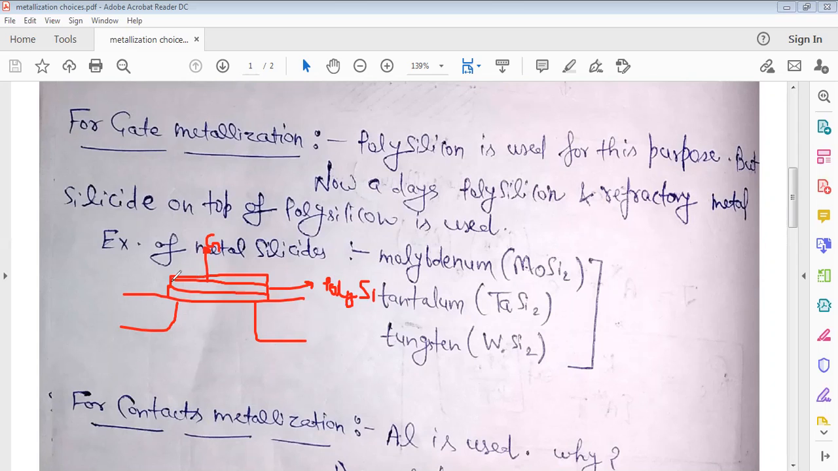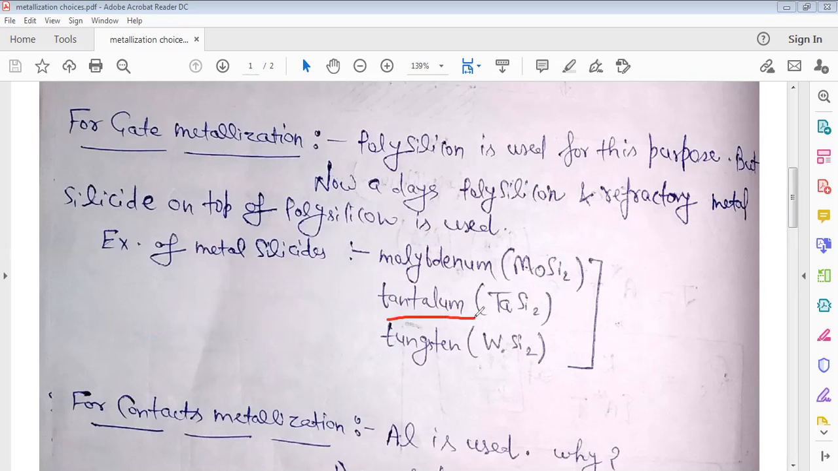So these are the metal silicides that are used on top of the polysilicon nowadays in order to make gate contacts. So what are these metal silicides? The most common metal silicide used is tantalum, and molybdenum is also used. Tungsten is also used somewhere. So this is the choice of material for gate metallization.